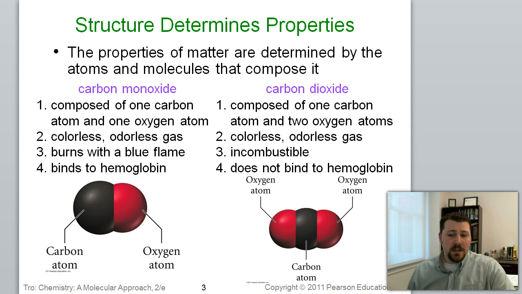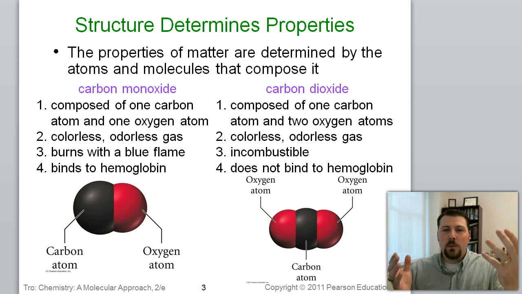Notice they both have carbon and they both have oxygen in them. Carbon monoxide only has one oxygen, that's the mono on the oxide, and carbon dioxide has 2 oxygens, that's the di on the dioxide. And even though they're both made of oxygen and carbon, they both are a colorless, odorless gas. One can burn, the other one is incombustible. One binds to hemoglobin, and the other one does not. So that's one of the big things.